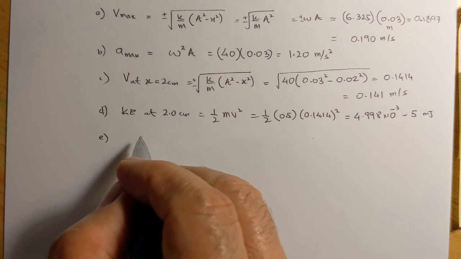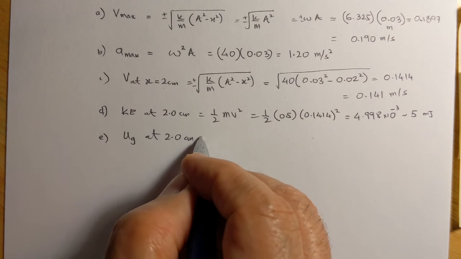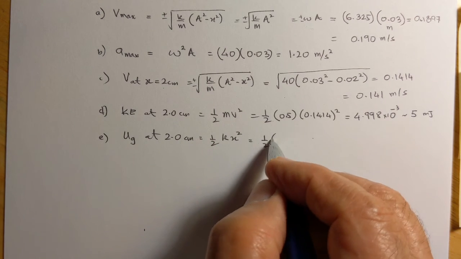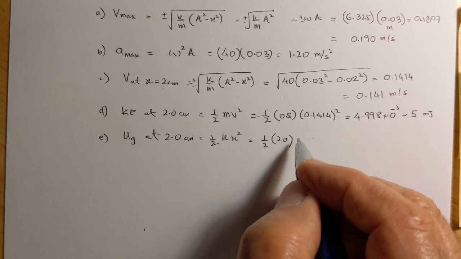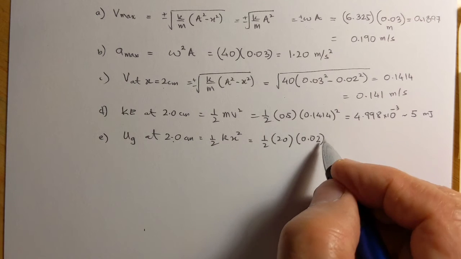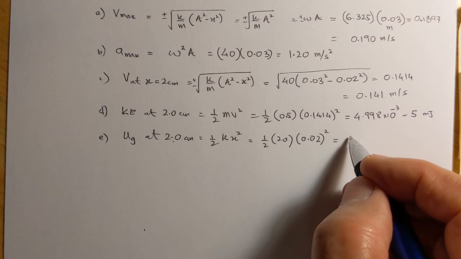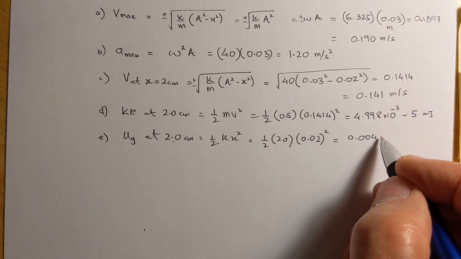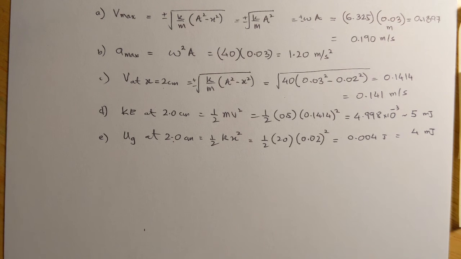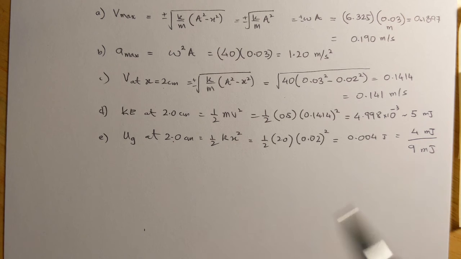Now the potential energy at the same point will be half k x square. That's half, and the k is 20 newtons per meter, and the x is 0.02 because we're finding it here, square, and this comes out to 0.004 joules, which is 4 millijoules, and the two should add up to 9 millijoules.